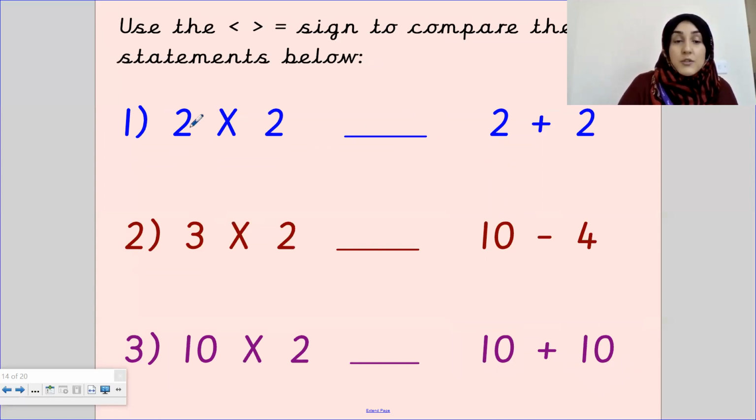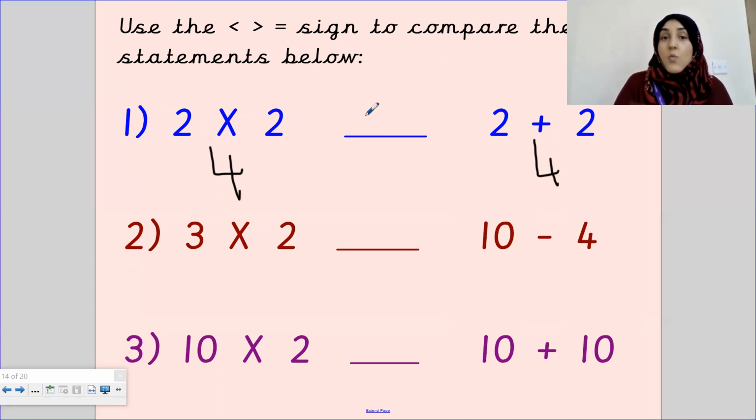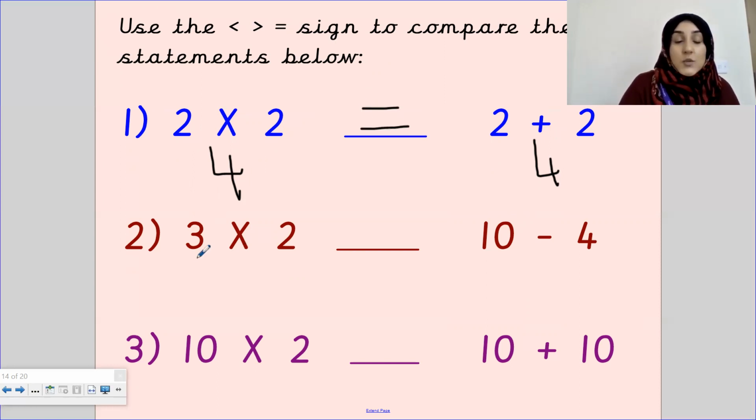Now, first, we're going to find out what is 2 multiplied by 2 equals 4. And what is 2 add 2? 4. So which sign do we need to use? Can you show me? Well done. We need to use the equal sign. Fantastic. Next, we have 3 multiplied by 2. Is it more than or less than 10 take away 4? Pause the video here and have a good think.